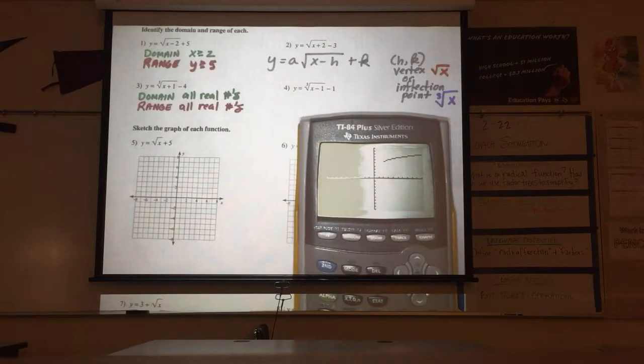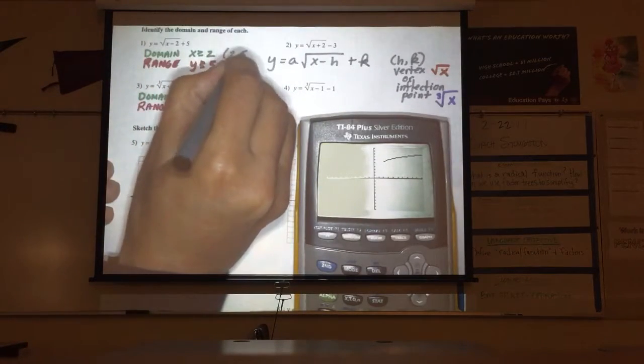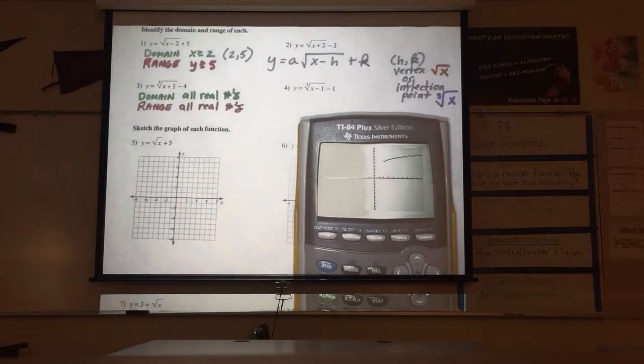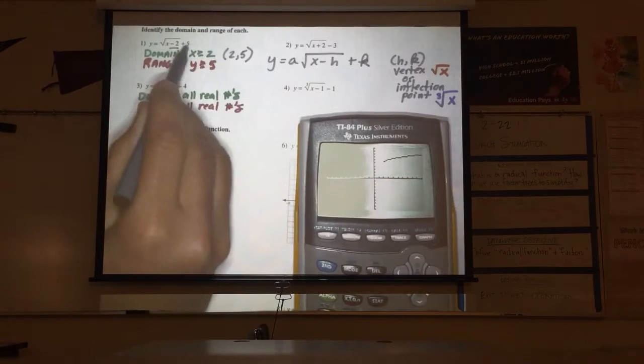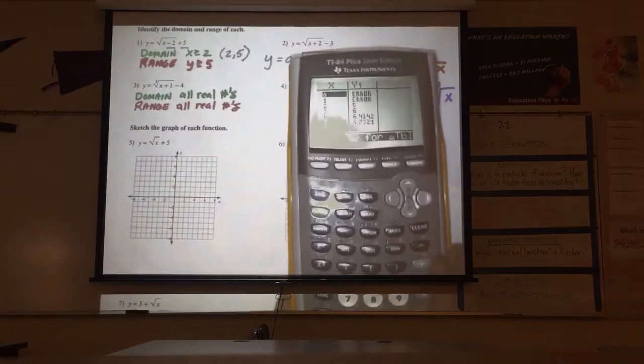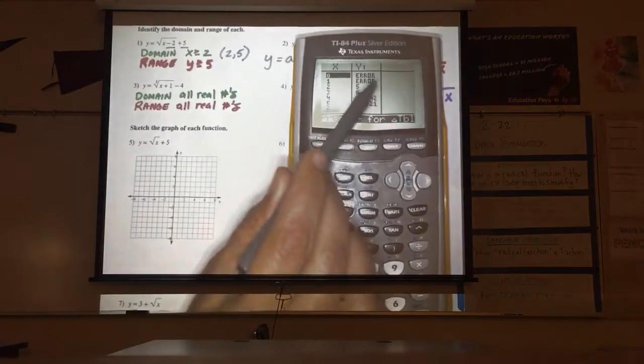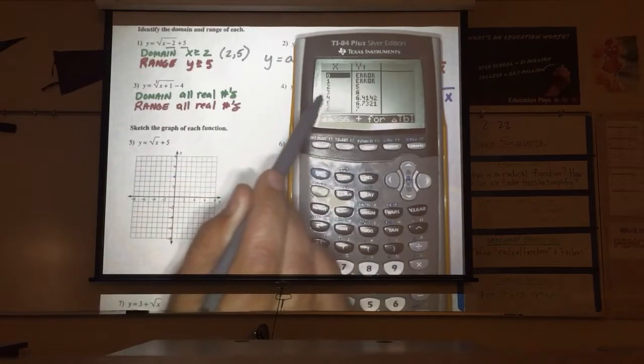Now this also indicates that my vertex should be at 2, 5. That's my HK, based on the 2 and the 5. If you look at the graph on the calculator, this is at 2, 5. This is where it starts. If you go to the table and look at any values less than 2 for x, you get an error output for y. So that is why all x values have to be greater than or equal to 2.